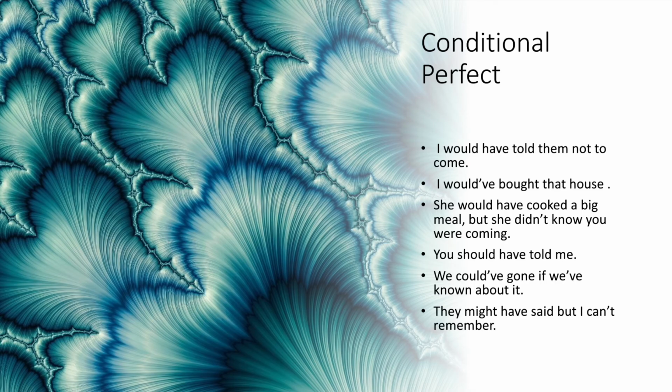Let's take a quick look at the conditional perfect. When we want to change the past, we use the conditional perfect. Of course, we can't really change the past, so this is hypothetical. We talk about what we would have done. The structure is subject plus would have plus PP, or past participle.